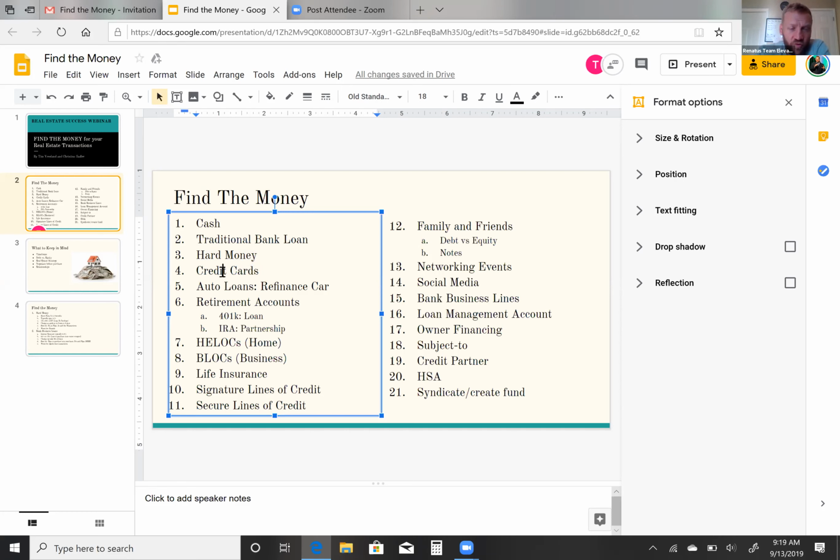So when it comes to credit cards, something that I did my first year, might even have been my second year as well, was use credit cards. That first year I got access to probably $20,000+.